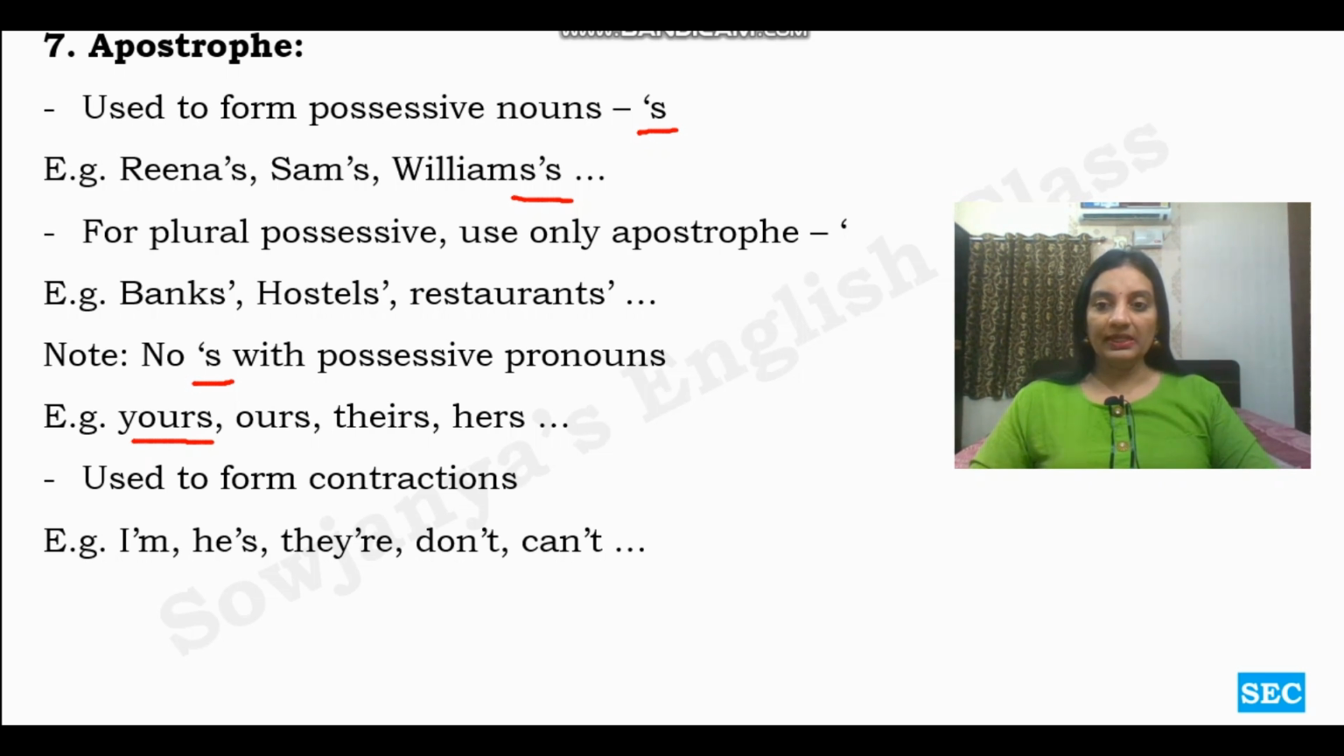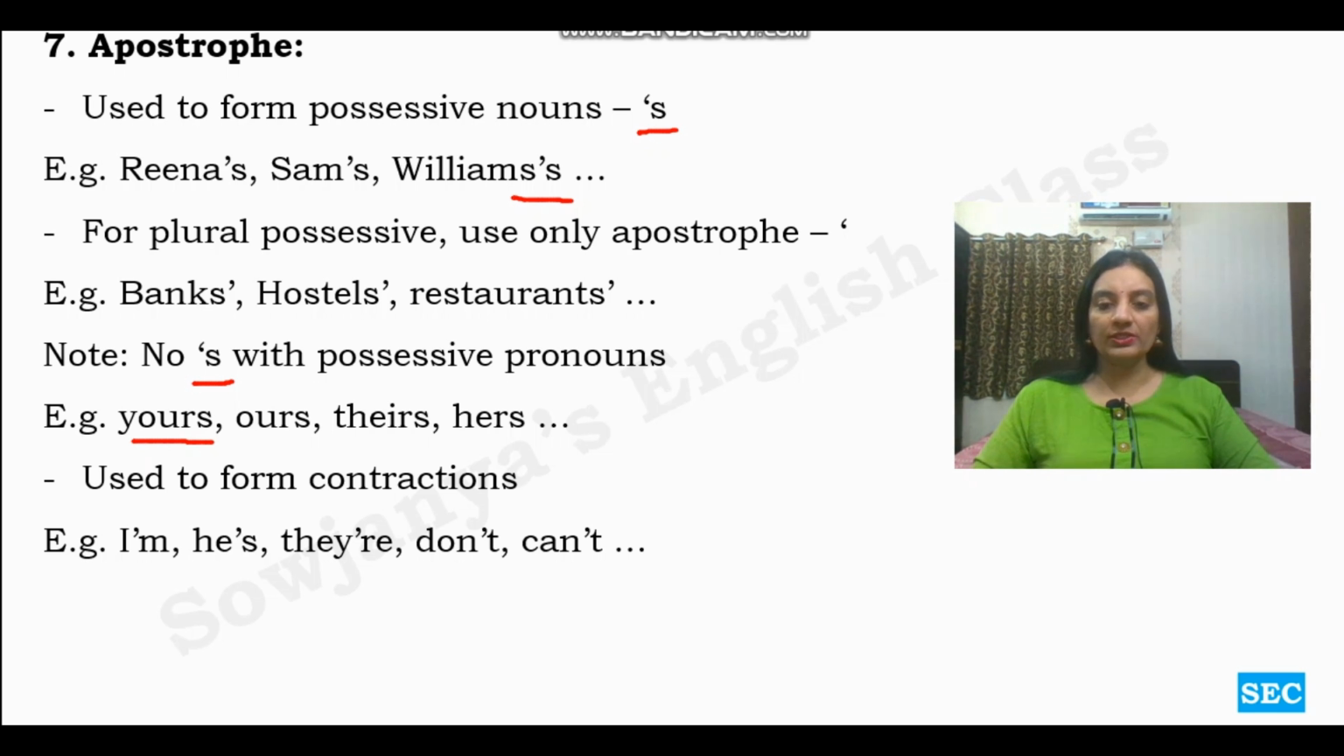Here also I have remembered one particular thing. Whenever some people say thank you, we say you are welcome. It is not your welcome. You're is a contraction of you are. You're welcome. And it is pronounced as you are because A is omitted there and it is a contraction. Apostrophe is used to form contractions.